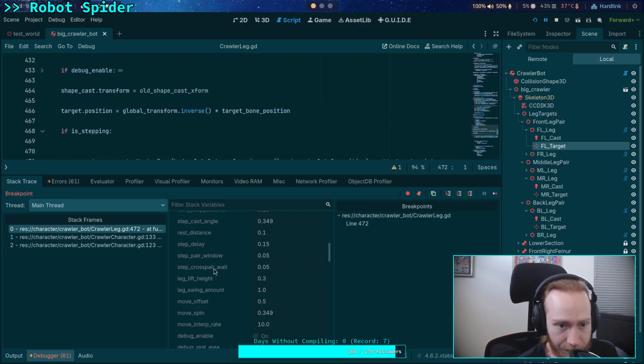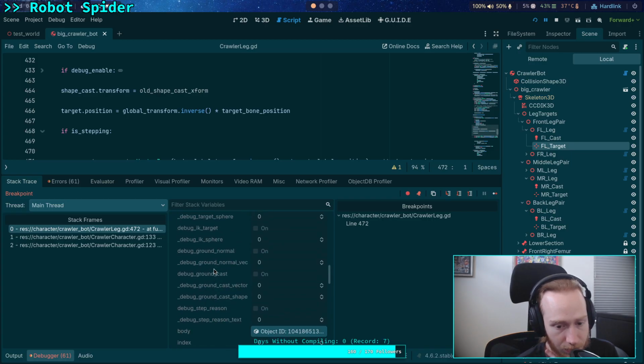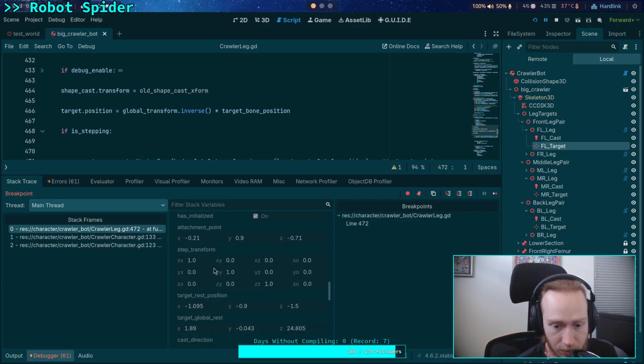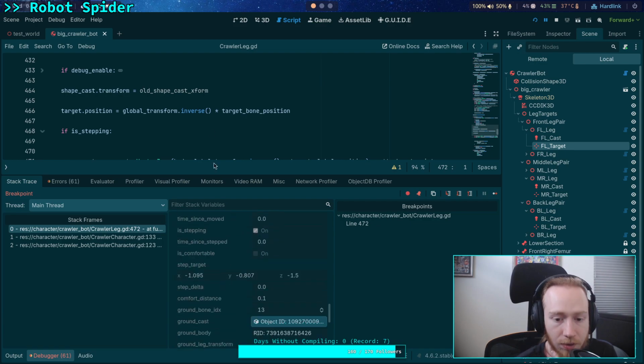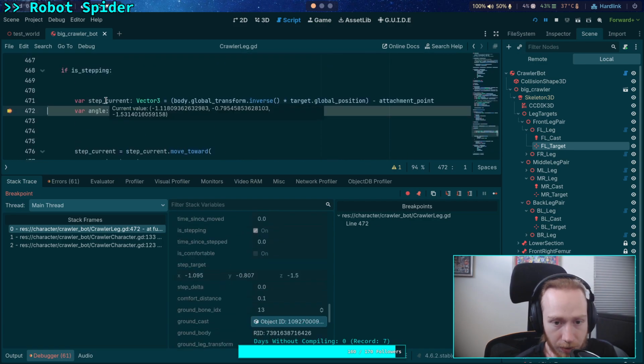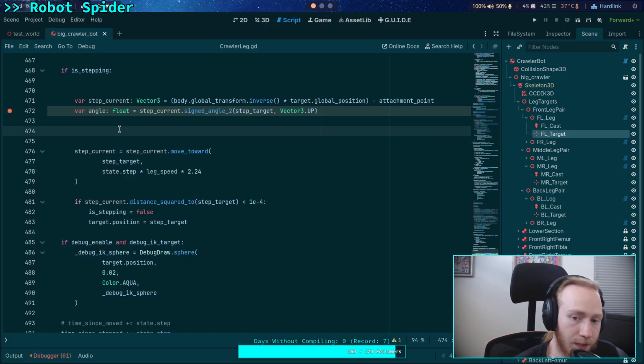And then I have step target. Should look like about the same thing. Either step target, step current. Here they're both pointing about down. All right, that looks good to me. So then I have the angle.